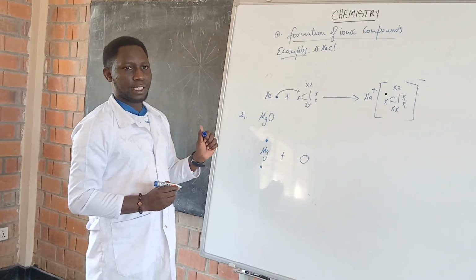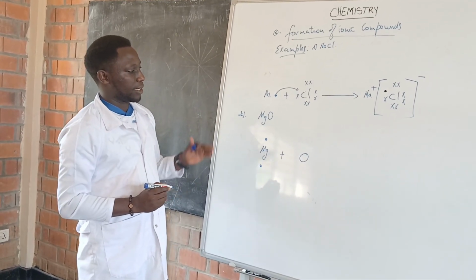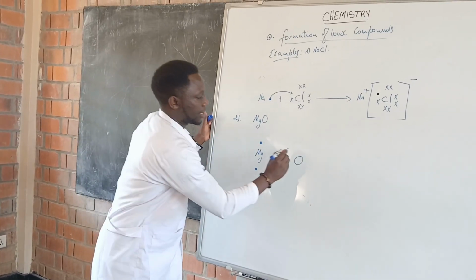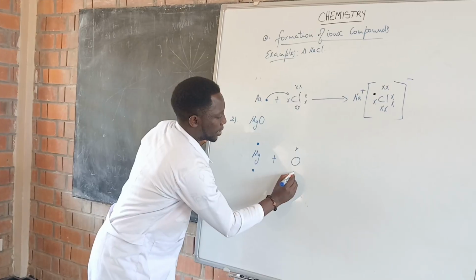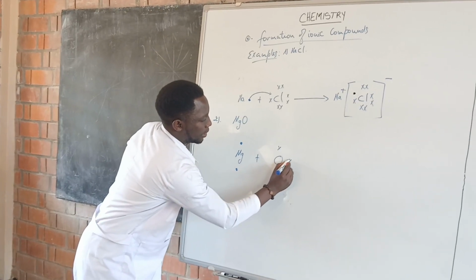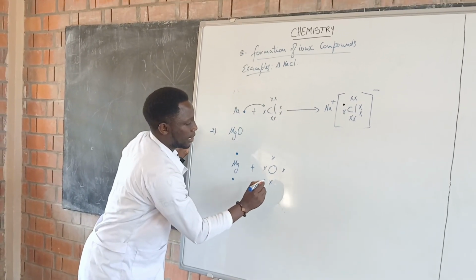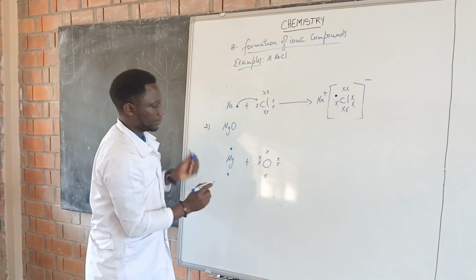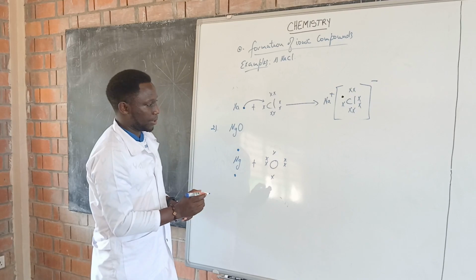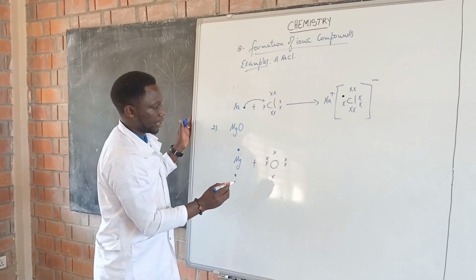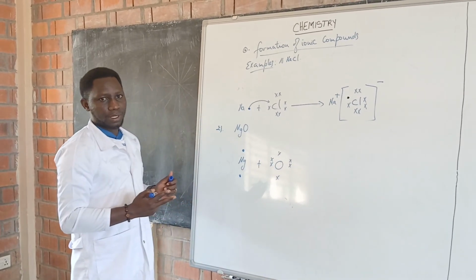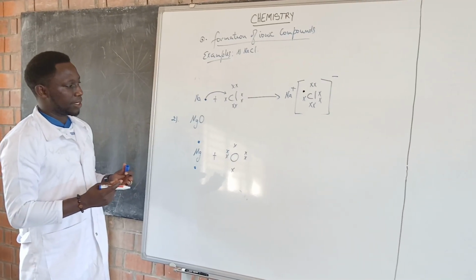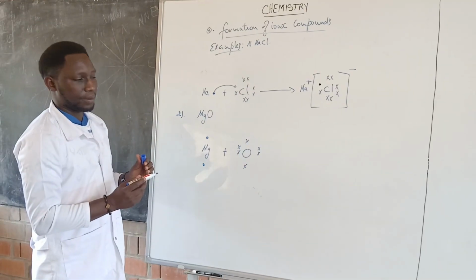On the first shell, it has 2. On the last, it has 6. I'm going to show the 6 electrons of the last shell here. 1 electron this side, another here, another here, another here. For example, I can put here and here. These are 6 electrons. This oxygen needs 2 electrons in order to become stable. Remember, those electrons received are called valence.